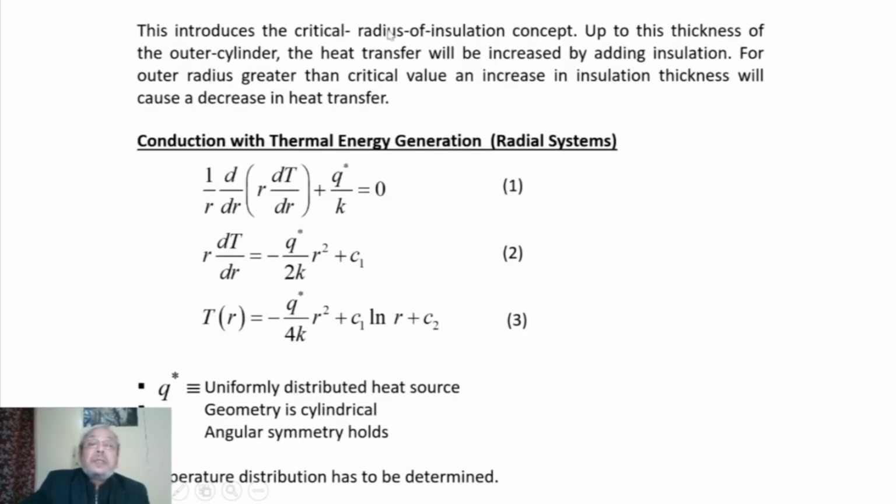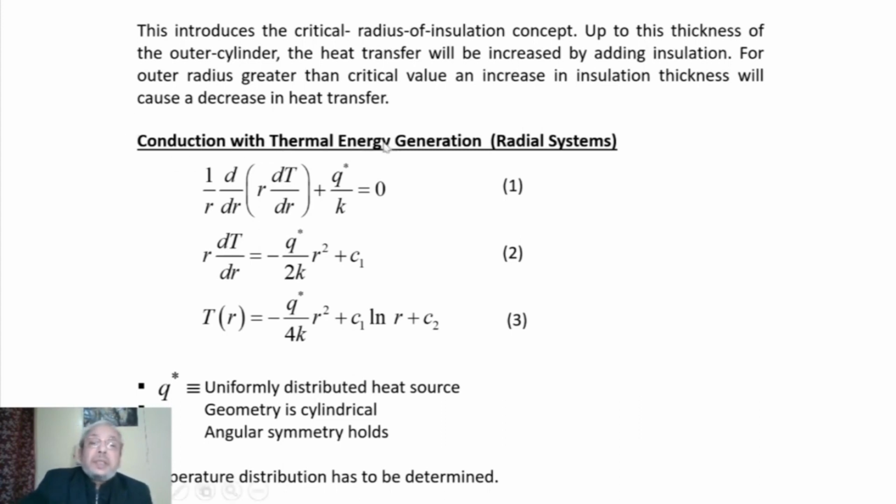So this introduces the critical radius of insulation concept. Up to this thickness of outer cylinder, the heat transfer will be increased by adding insulation. For outer radius greater than the critical value, an increase in insulation thickness will cause a decrease in heat transfer. So if you add more insulation, heat transfer will be reduced.